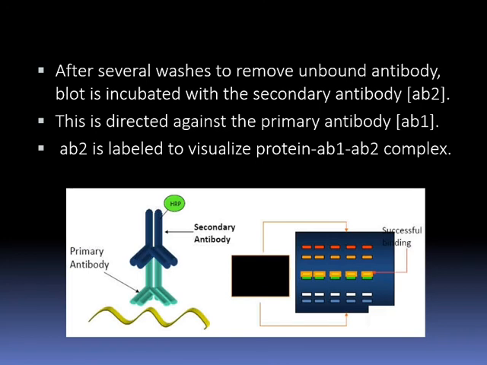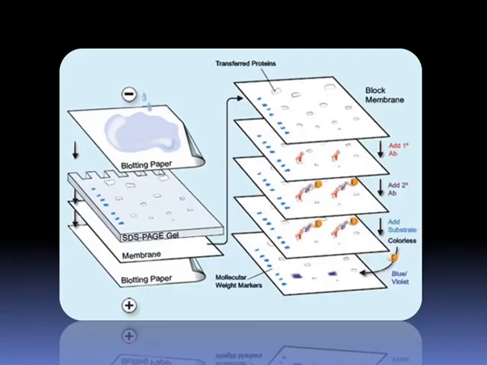Now the blot is incubated with the secondary antibody. The secondary antibody has come, and this is directed against the primary antibody. In a simple form, you can write AB1 and AB2, antibody 1 and antibody 2. Antibody 2 is labeled for visualizing the protein. So an AB1-AB2 complex has been formed. Since antibody 2 is labeled, it is easy for visualization purposes.